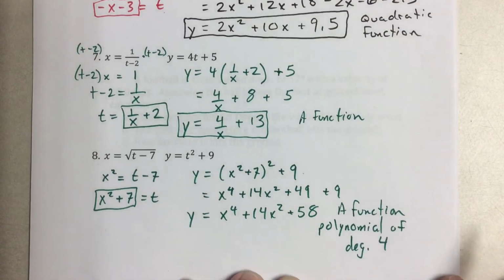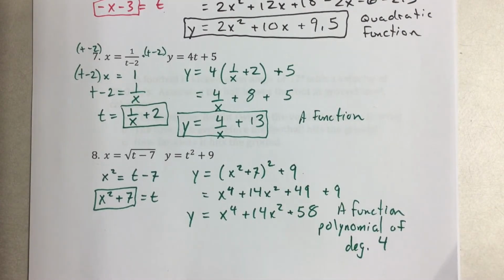Of degree 4, okay? So parametric equations, eliminating the parameter. There you go. Hope that helps.